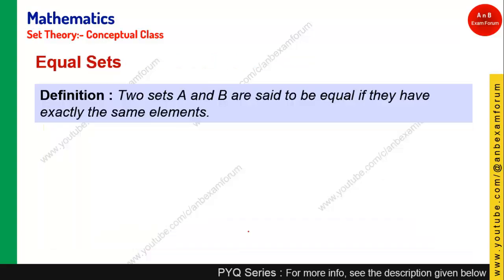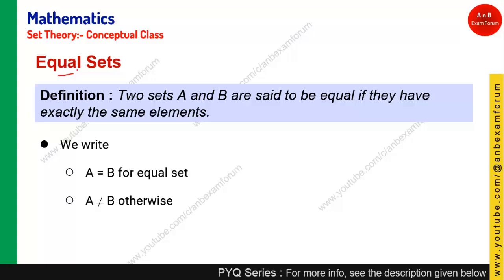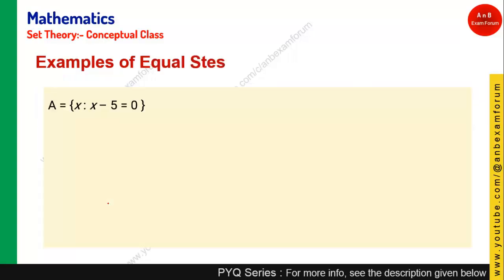The next type of set is called equal set. Two sets A and B are said to be equal if they have exactly the same elements. A very simple definition. Equal means if you compare each element in one set with the other set, they are exactly the same. Let's see the example in the next slide. If two sets are equal, they are denoted by this operator called equal to. This is for equal to, and this symbol denotes not equal to. These are very simple notations. Let's see the example of equal sets.